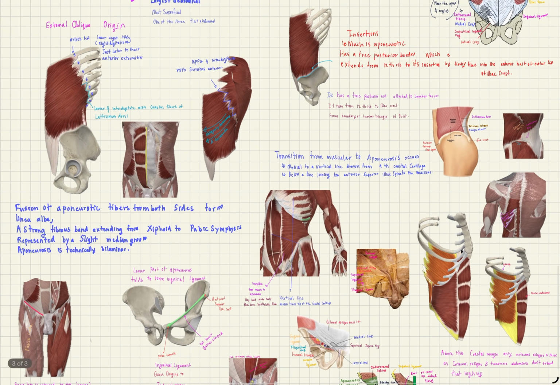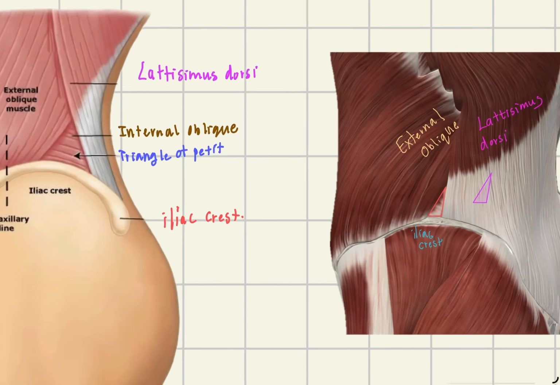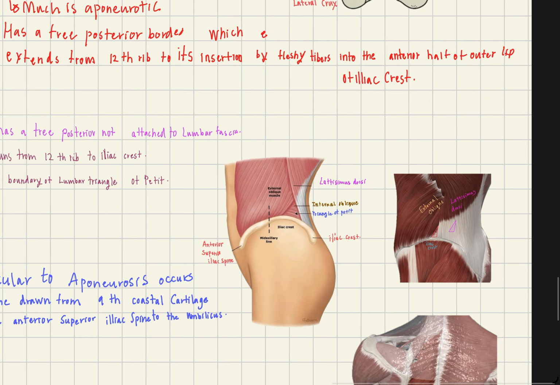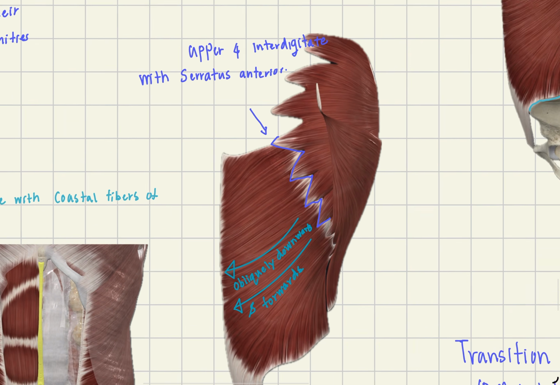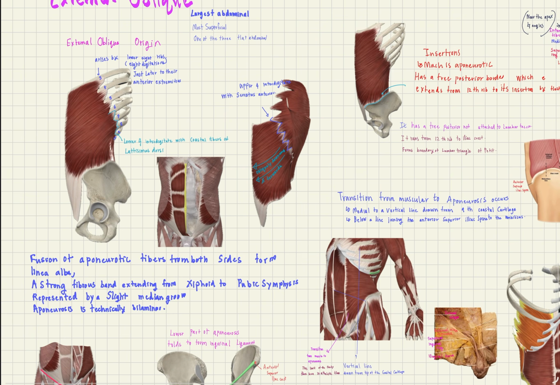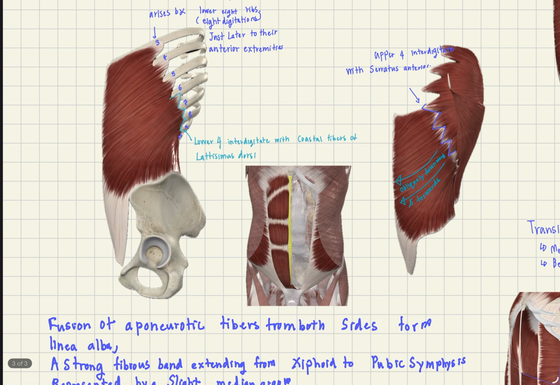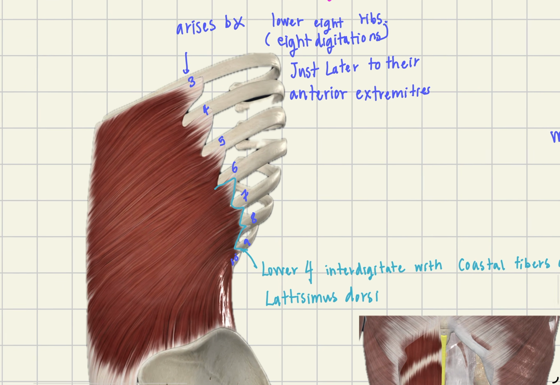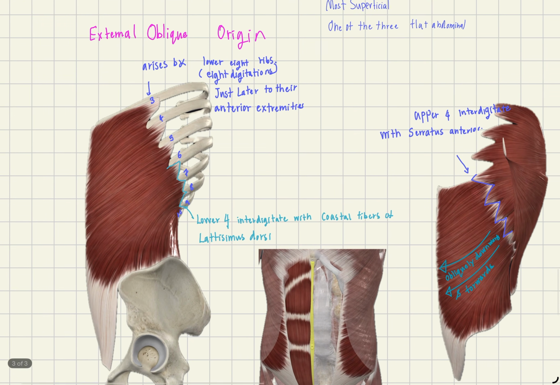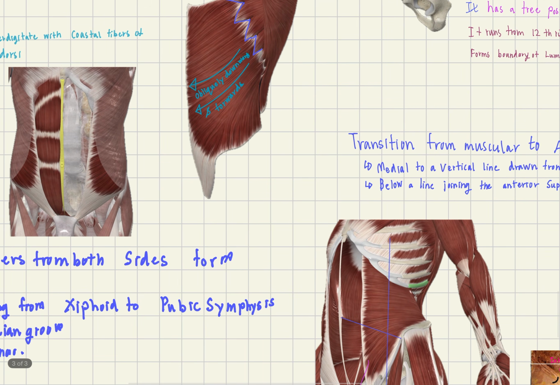So latissimus dorsi, you know what latissimus dorsi is. So basically the lower four fibers interdigitate with latissimus dorsi. And then the upper four fibers interdigitate with the serratus anterior muscle. So from its fleshy origin, from the lower 8 ribs, just lateral to their anterior extremities, it fans out to a wide insertion.